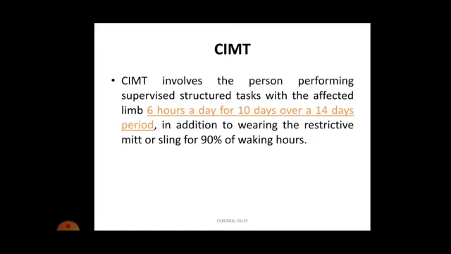Now, there should be some protocols. For example, if I am immobilizing the normal side, there should be a protocol. Otherwise, the normal side will become weak. So, what are these protocols? We have to give this therapy for 6 hours a day, for 10 days over a period of 14 days. We can design the activities in such a way that the child will use the affected side. How many hours in a day? That is 6 hours a day. How many days? In 2 weeks, that is in the period of 14 days, at least 10 days.